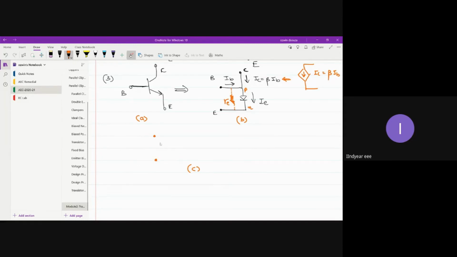I will consider the input terminals. Input terminals are base and emitter. And let me also consider the output terminals. What are the output terminals for common emitter configuration? It is collector and emitter. Now, in between the input port and output port, you are supposed to place the elements, right? So between base and emitter, we have what?